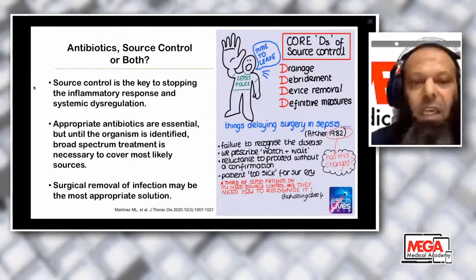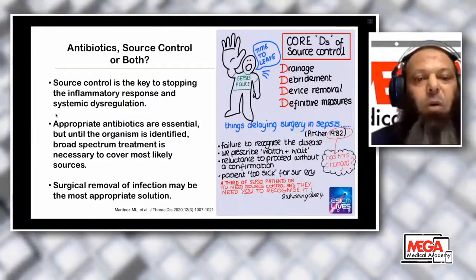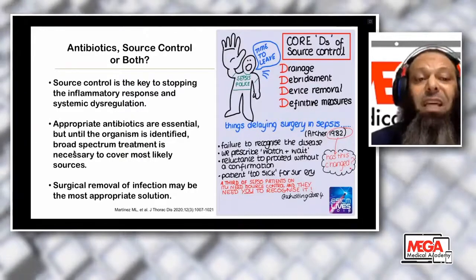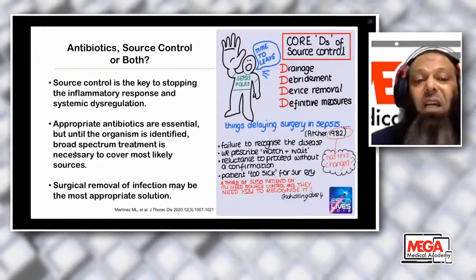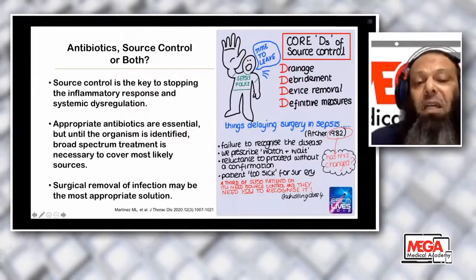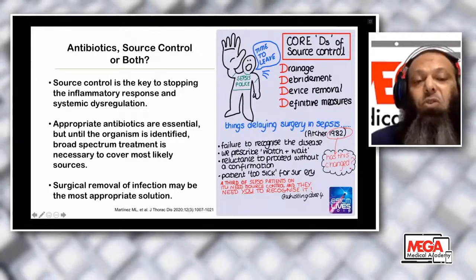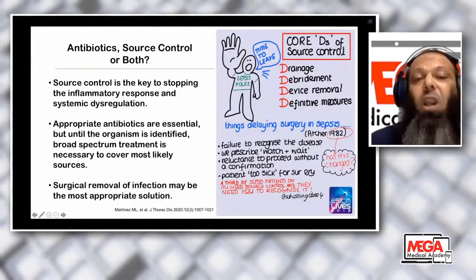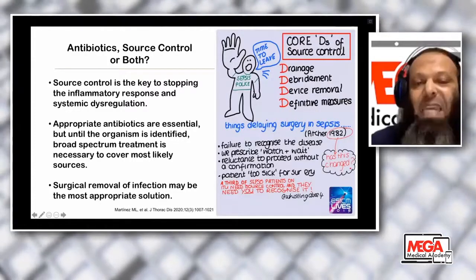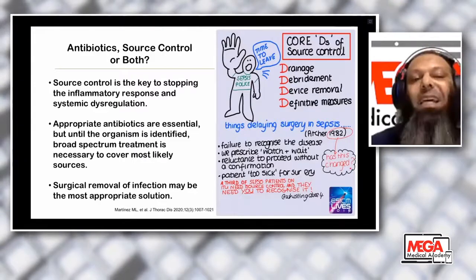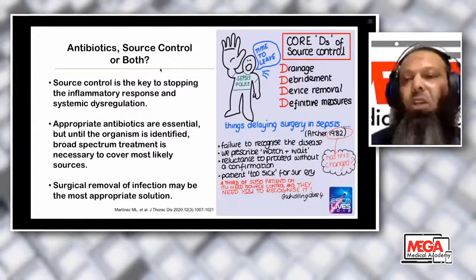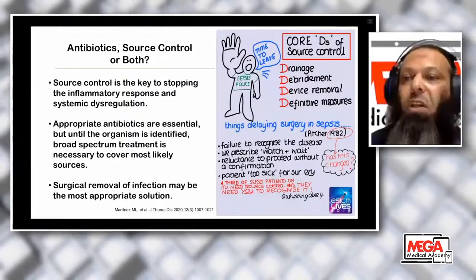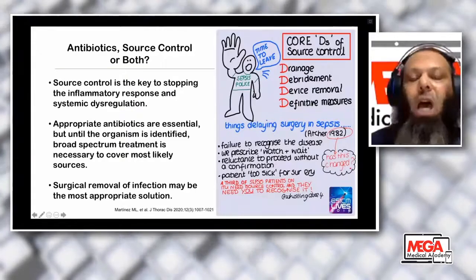So for the antibiotics, the appropriate antibiotics, yes, are essential. But until the organism is identified, broad spectrum antibiotic treatment is necessary to cover the most likely sources. Source control usually is the key to stop the inflammatory response and the cascade of systemic dysregulation. So at the core of source control are the 4Ds.